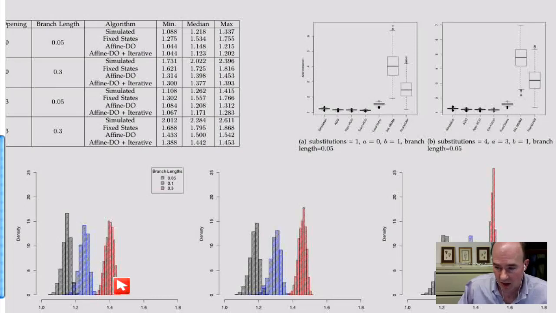for very long branches. And what I want to bring you back to is remember that to get that level of behavior in a guaranteed sense required an n to the 5th algorithm, whereas DO is an n squared algorithm. So we're getting between 10% and 30% of the optimal solution in an n squared context.